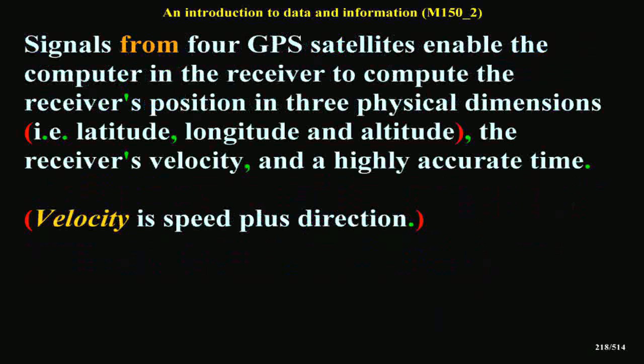Signals from 4 GPS satellites enable the computer in the receiver to compute the receiver's position in 3 physical dimensions, i.e., latitude, longitude, and altitude, the receiver's velocity, and a highly accurate time. Velocity is speed plus direction.